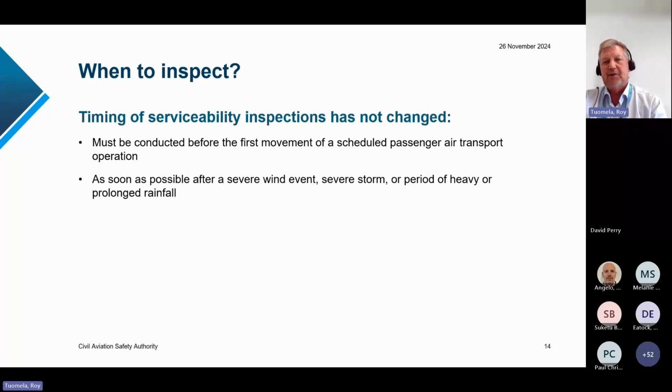This is one of the questions that came up quite a lot during the implementation of the GRF, and this was also with the controlled aerodromes earlier on in August. The timings of the inspections have not changed. So there are no inspections required in the middle of the night if there are no aeroplane operations. It's only if you've got aeroplane operations, and during those operations, that the RCRs or the inspections are required, other than the ones where you've got the severe rain and heavy storms. Those inspections are still required as soon as possible.